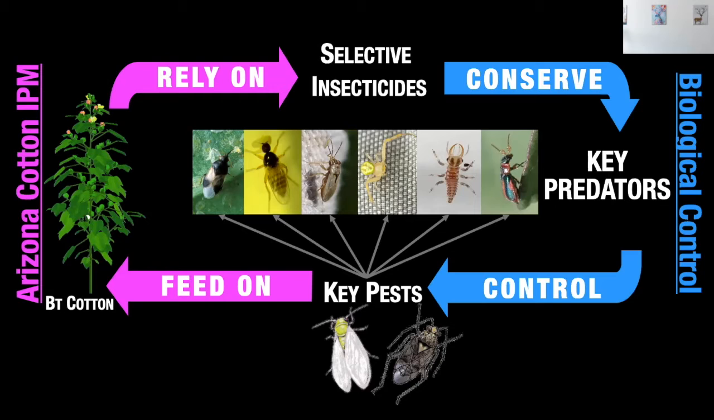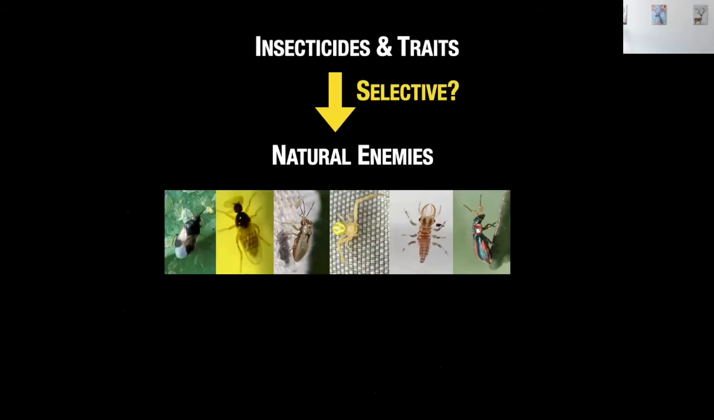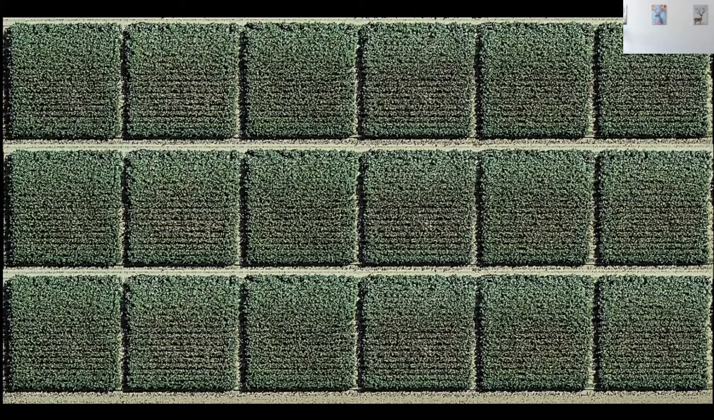These key whitefly predators help us to biologically control whitefly, and some of them also help us in the biological control of lygus. But when you talk about selectivity, about insecticides and traits being selective to our key natural enemies and many other arthropods, how do you know that these technologies are actually selective?